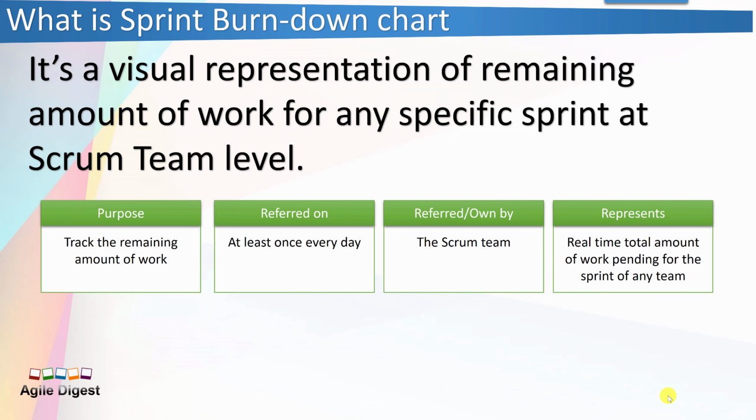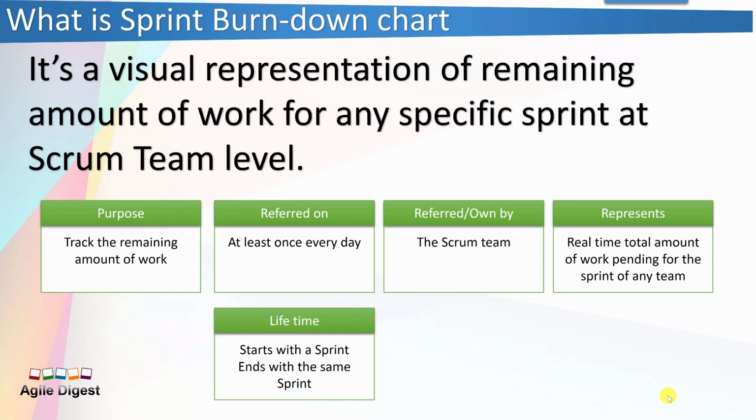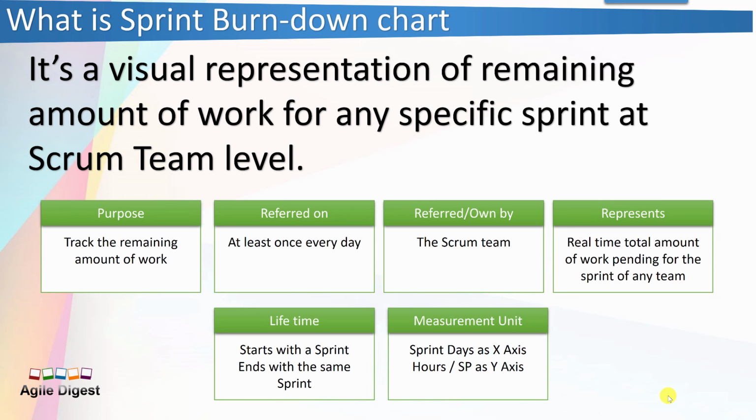It represents the real-time amount of work pending for the sprint of any team. So whenever you are referring to it, it should represent the total amount of work remaining for that sprint at that given point of time. Now we'll talk about the life of a burndown chart. Burndown charts take birth at the time of sprint starting and are closed at the time of sprint closure. So it's very much the lifetime of a sprint duration.